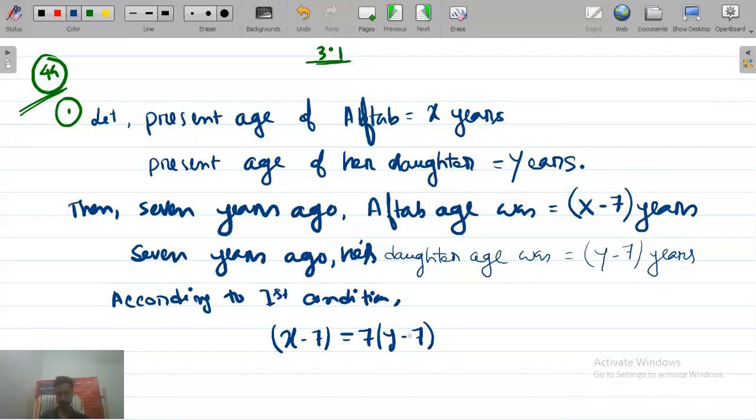Okay. So this is the equation, but you have to convert it into a linear equation. How can you convert? Just multiply it out: x minus 7 equals 7y minus 49. Now take all the terms to the left hand side. That means x minus 7 minus 7y plus 49 will be equal to 0. Yes or no?